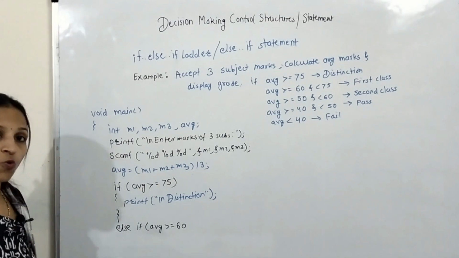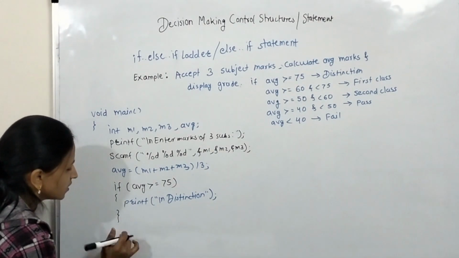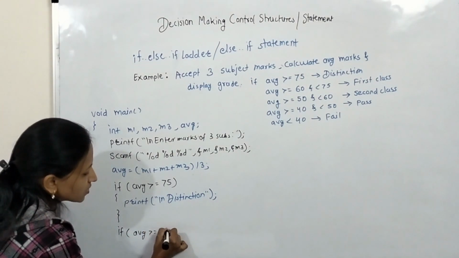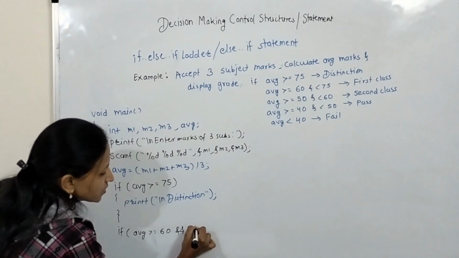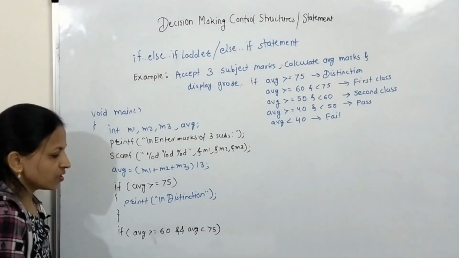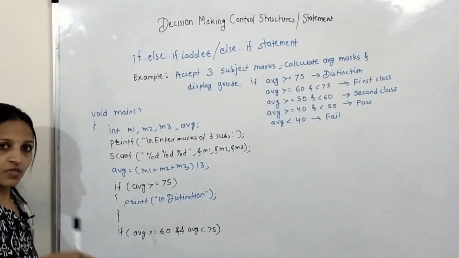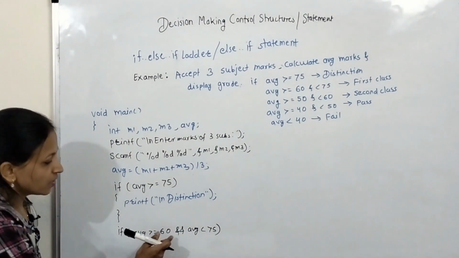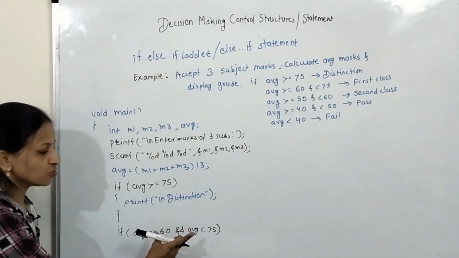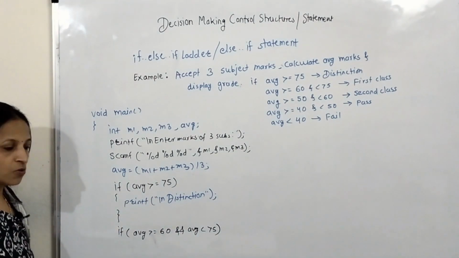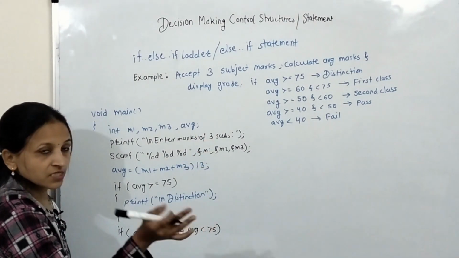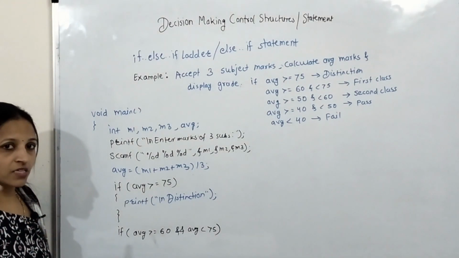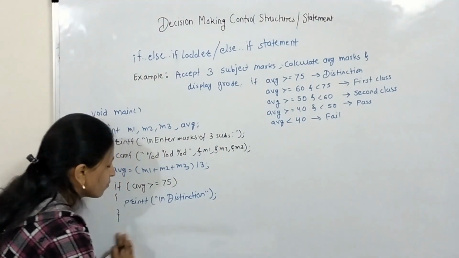Suppose we are using only if, then we have to write like this: if average greater than or equal to 60 and average less than 75. If we are using only if, then we compulsorily have to put these 2 conditions together with the help of and, meaning both should be true. Then we can display first class in that way. But here we are not using only if, we are using an if else if ladder. That's why the program will be like this.